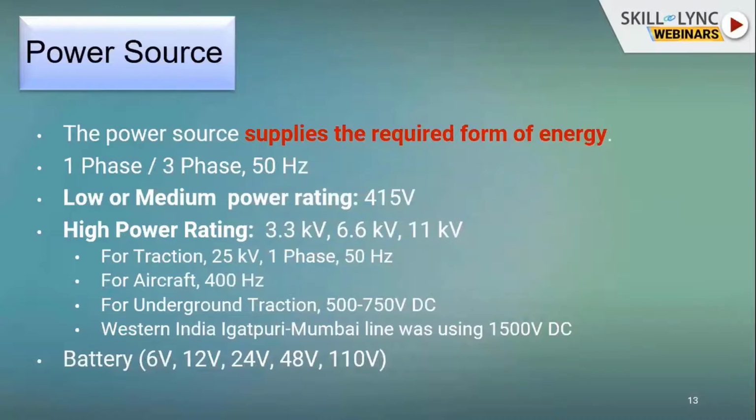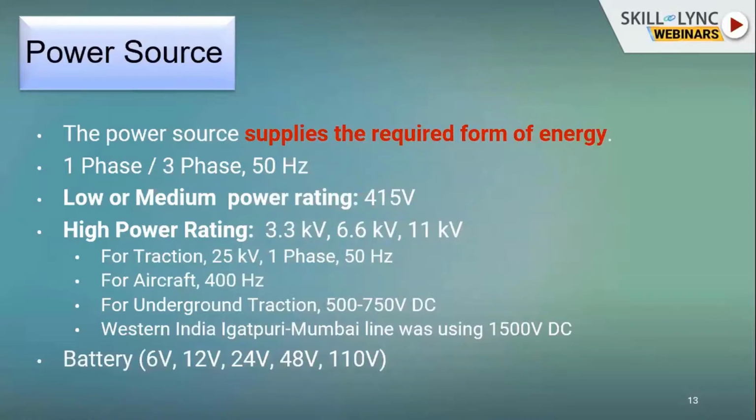In case of traction, we go ahead with 25 kV single phase 50 hertz. For aircraft, we require the 400 hertz supply. For underground traction, we require 500 to 750 volt DC. The Igatpuri to Mumbai line in Western India was 1500 volt DC. Now they have converted it into AC. In case of DC, there can be different batteries like 6 volt, 12 volt, 24 volt, 48 volt, 110 volt, etc. The batteries are being used in electric vehicles mostly.